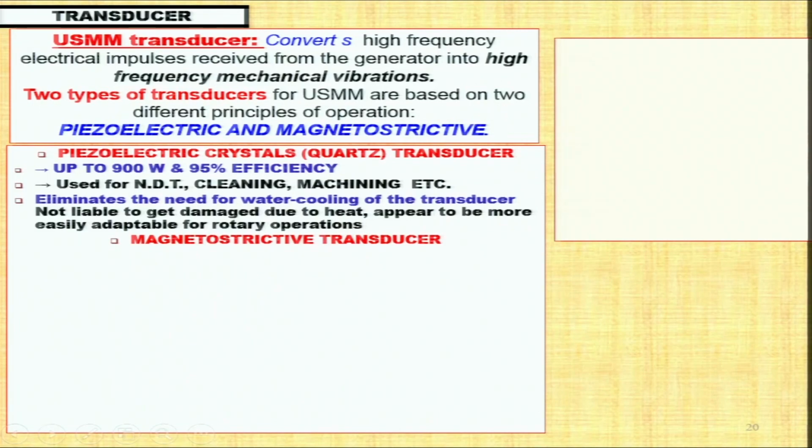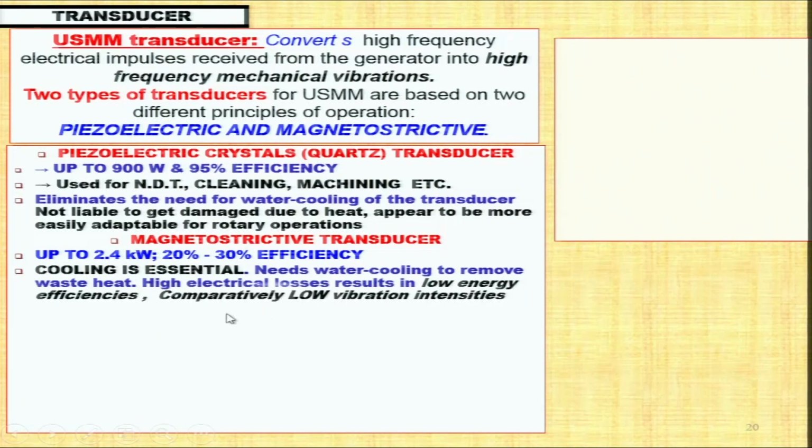Magnetostrictive type transducer, that is the second type, can give you up to 2.4 kilowatt of power or even more than that, and the efficiency is only 20 to 30%, whereas in piezoelectric the efficiency is around 95%. So you can compare the two. Cooling is essential because a lot of heat losses are there, so the temperature rises. It needs water cooling to remove waste heat.